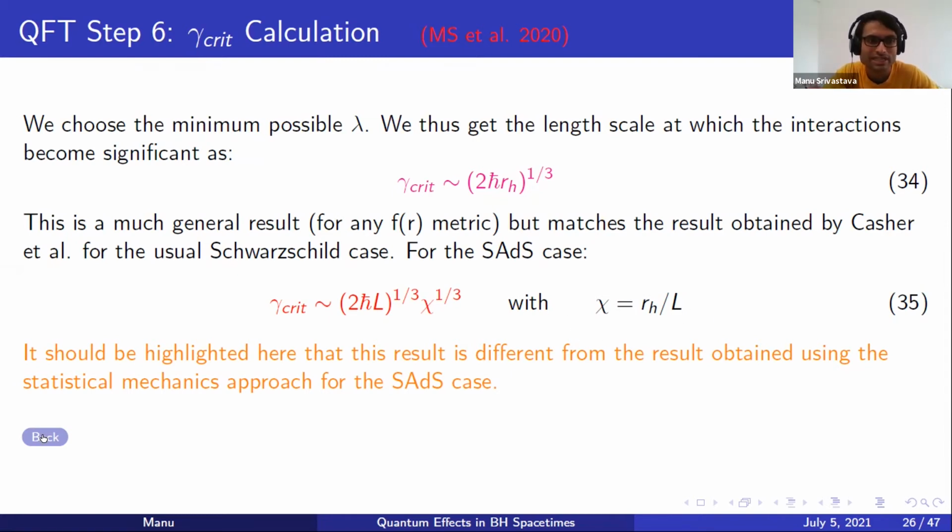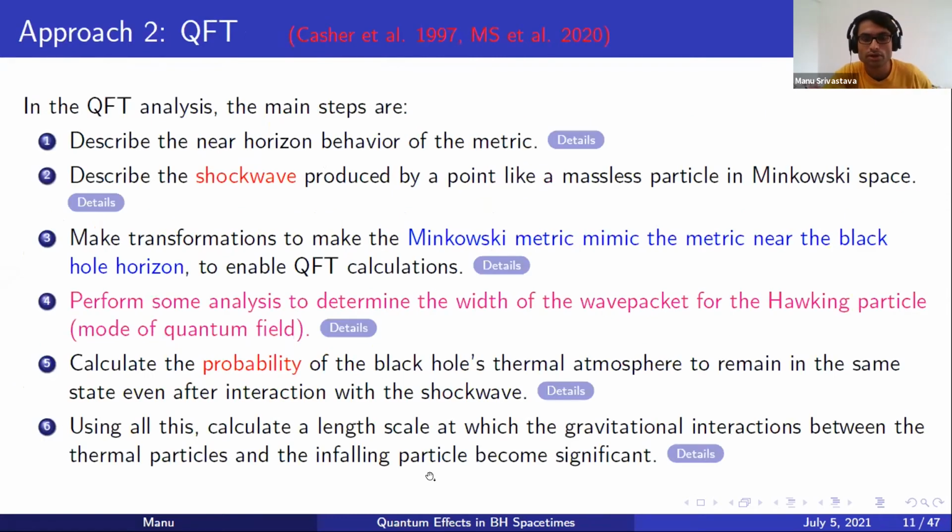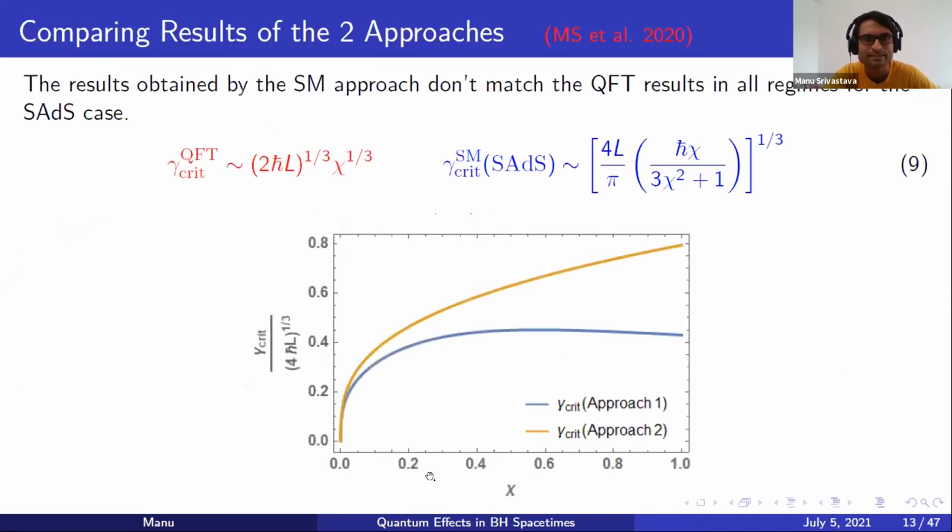And what I'll do is I'll just display the results for the SAdS case of the two approaches. From one approach, as I discussed in detail, the QFT approach gives us chi to the power 1/3. Whereas the statistical mechanics approach, whose result I had not shown earlier, is the second part of equation 9. So what we found is that for a usual Schwarzschild black hole, not the anti-de Sitter or de Sitter case, both these approaches actually predict the same thing.